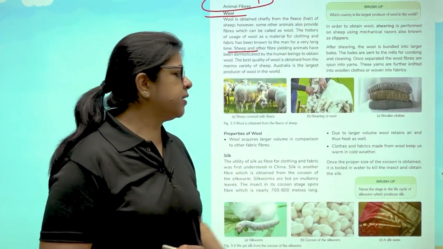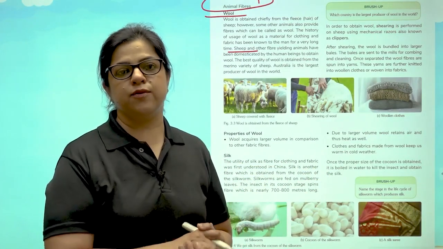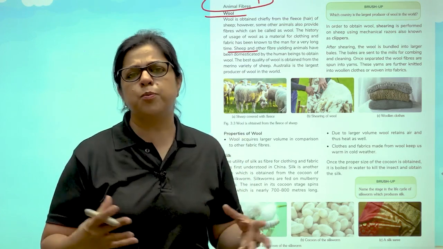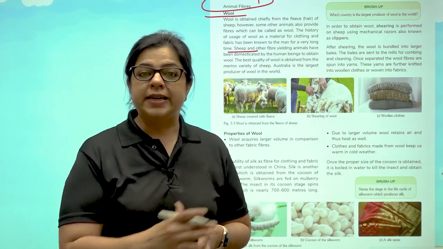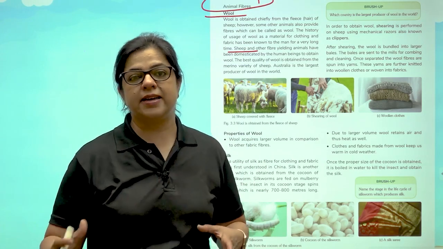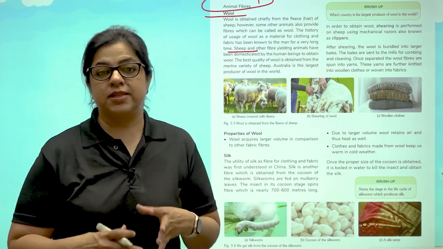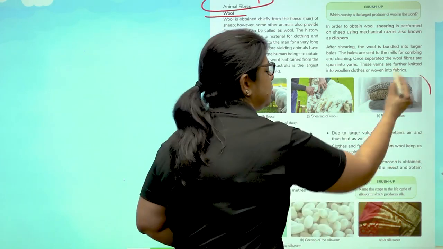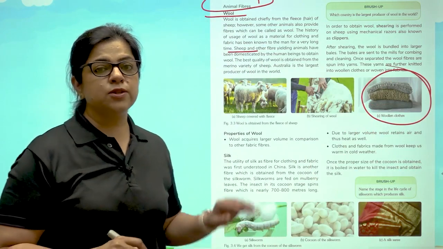Now after shearing, what do they do? They clean this wool that they have obtained, because this has got a lot of body oil and a lot of stuck pollens and dung and many things stuck to it. So it has to be cleaned, it has to be sanitized. After that, it is drawn into fibers and then it is dyed into beautiful colors to give us the woolen clothes that we wear. Now what are the properties of woolen clothes?